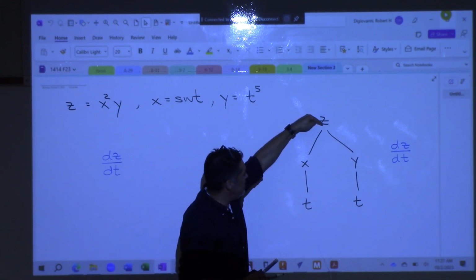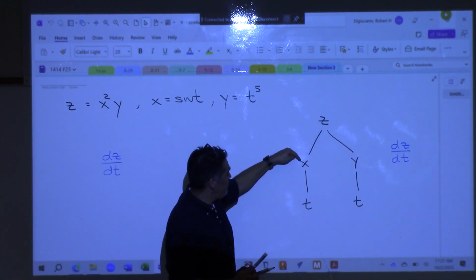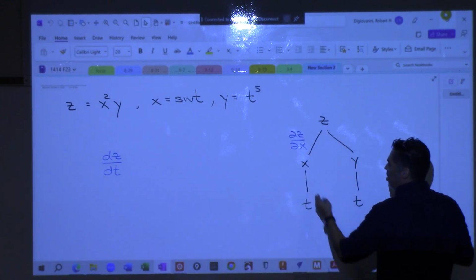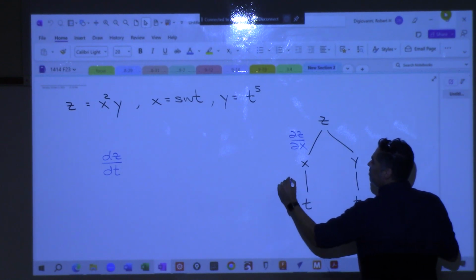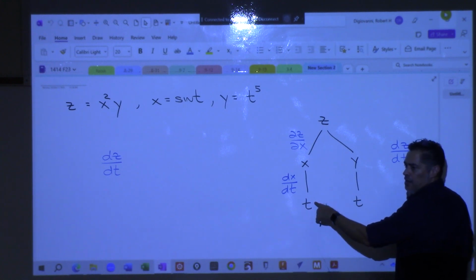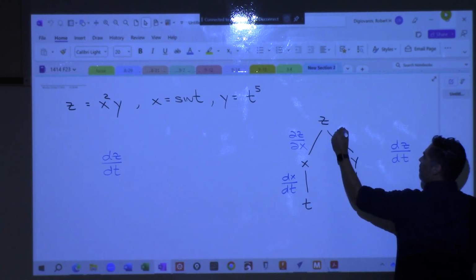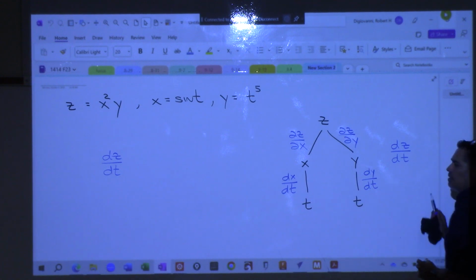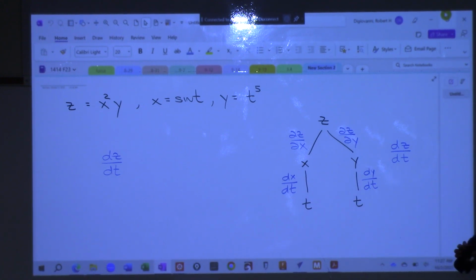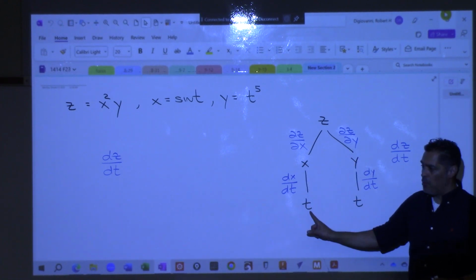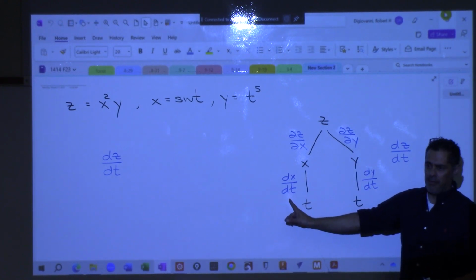What derivative makes sense from here to here? Partial z with respect to x, right? And then down? dx/dt, because that x depends on only one thing. From here to here is what? Partial z with respect to y, and then from here to here? dy/dt, because y only depends on t. You only have partials down your branches if you're holding another variable constant. If that variable depends on only one thing, then it's a regular straight old derivative.